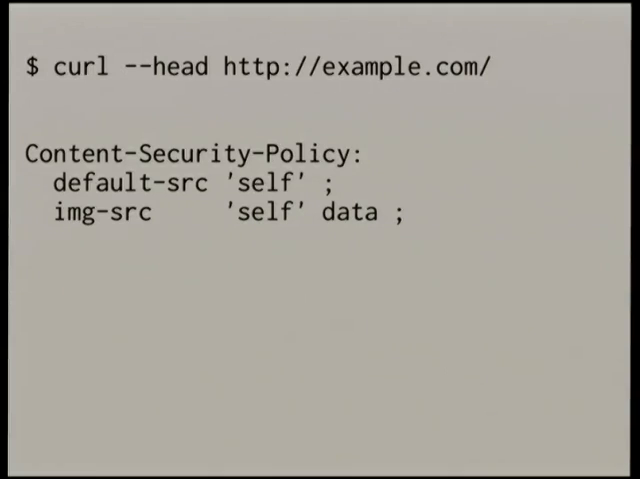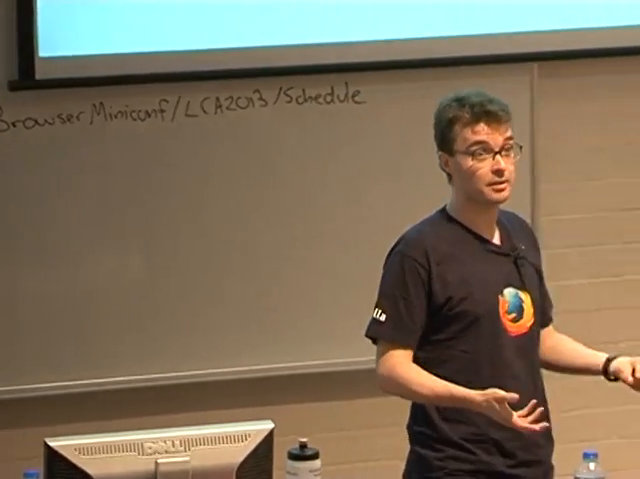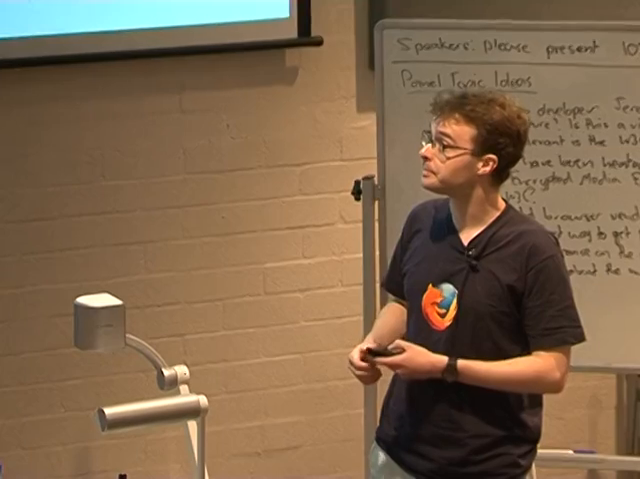The second line is img-src. This overrides the first one. So the default value was self. For images, it's self and data. Now, data is for the data URI, the way to inline images directly into CSS or HTML through base64 encoded stuff. So that's just there to show that you can override the default and you can have more precise directives for different types of content.